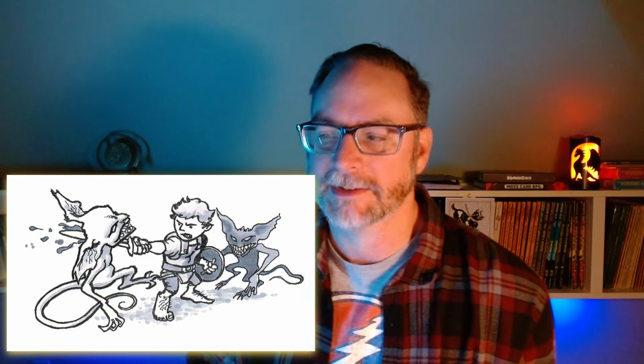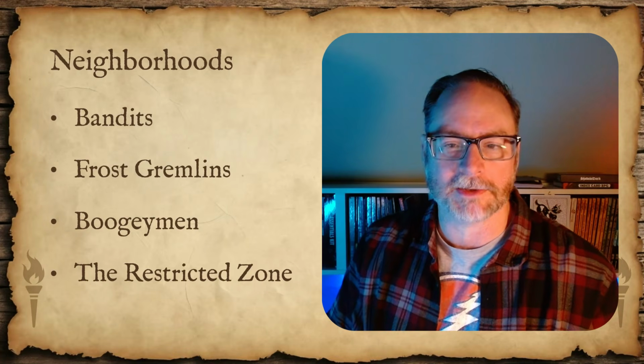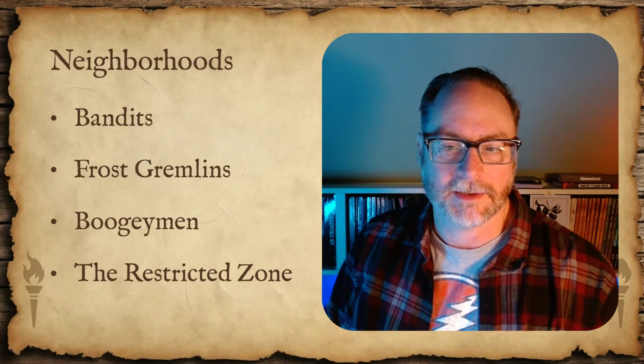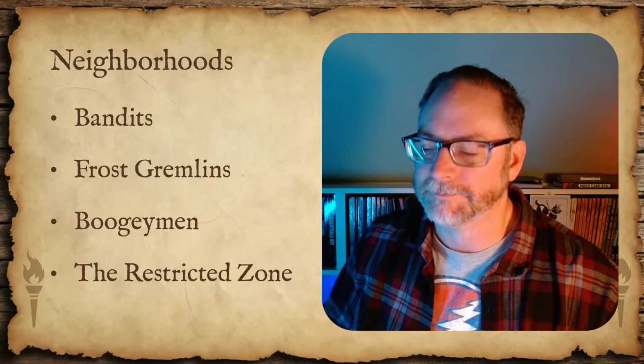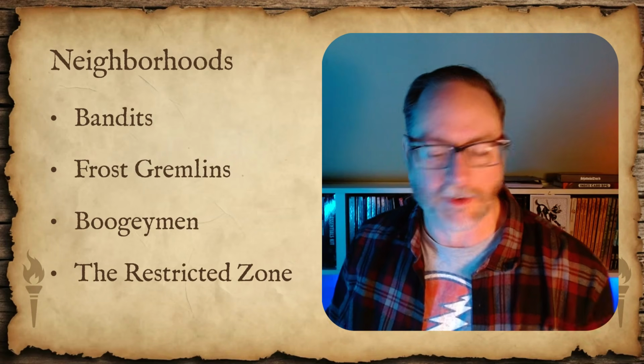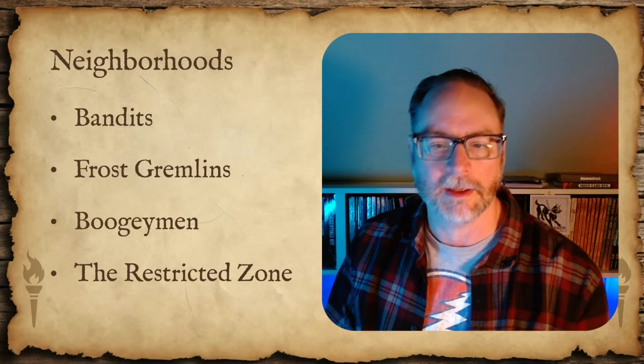Very 1980s. And then there's these opportunistic predators called the boogeymen. They're like mutated humans who have become big, 8 foot, 7 foot tall, muscular cannibals. And then the final neighborhood is the restricted zone, which is all sorts of traps and guardians.